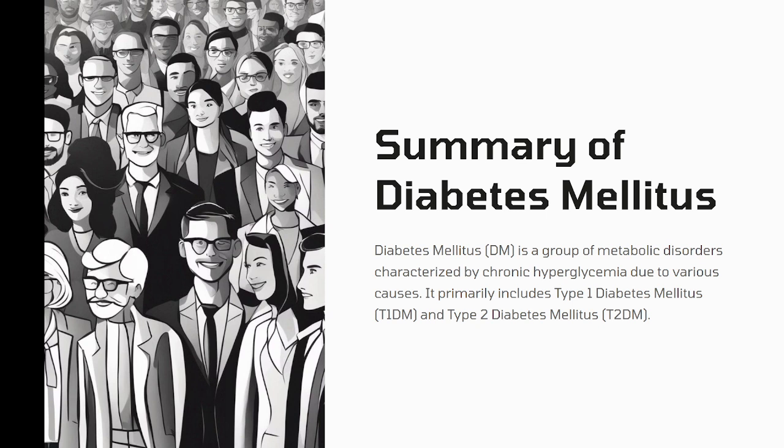Summary of Diabetes Mellitus. Overview. Diabetes mellitus, DM, is a group of metabolic disorders characterized by chronic hyperglycemia due to various causes. It primarily includes type 1 diabetes mellitus, T1DM, and type 2 diabetes mellitus, T2DM.